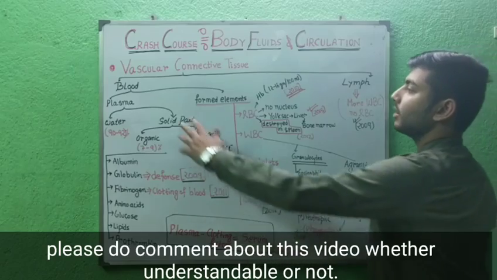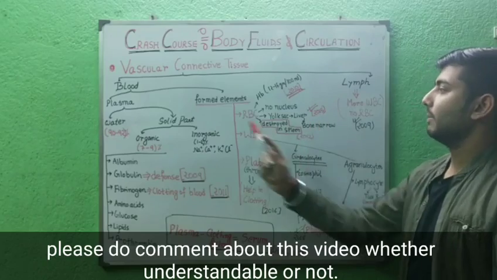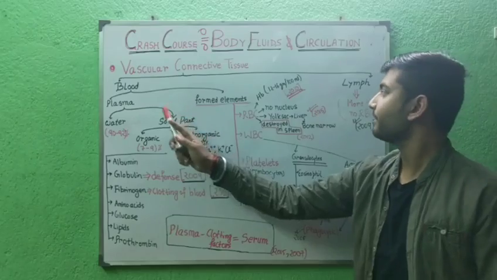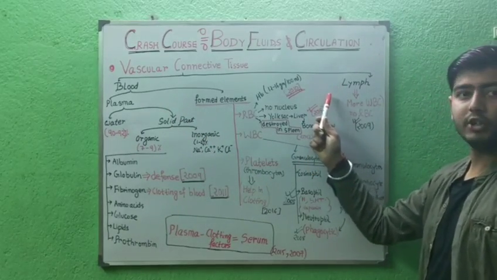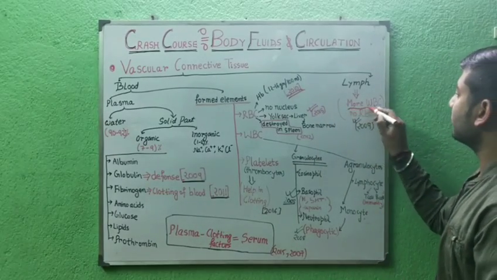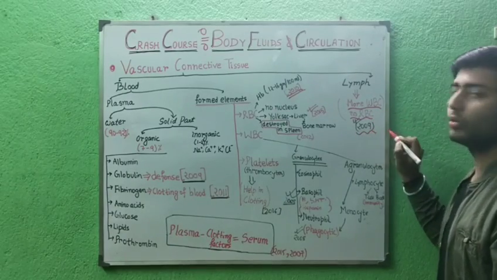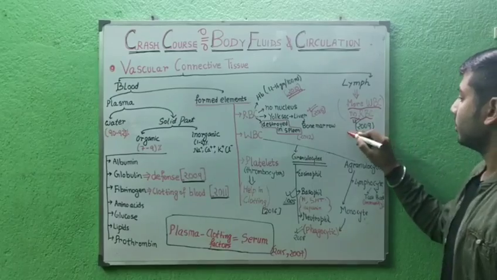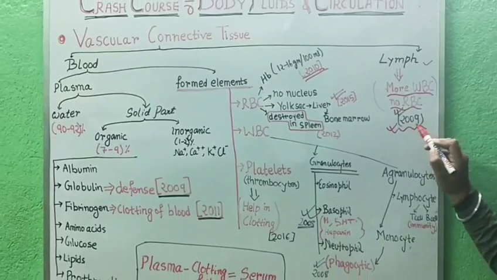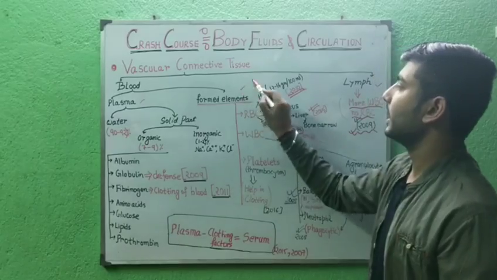So here we begin. Vascular connective tissue is divided into blood and lymph. Blood is red colored, its pH is 7.4, and the amount of blood in the body is 5 liters, while lymph is also a connective tissue which is watery in color. Here I have written that blood contains RBC and WBC, while lymph has more WBC and no RBC, and this question came in 2009 AIPMT. So you did one question correct: more WBC and no RBC in lymph. This came in 2009.